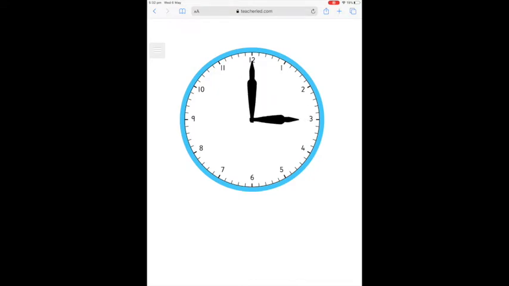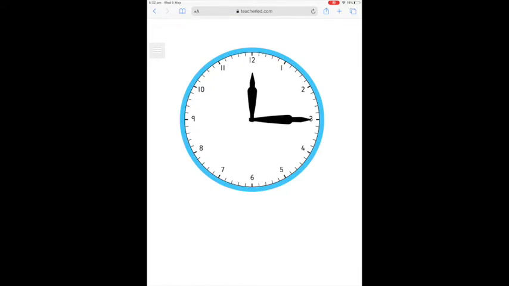When the big hand is pointing to the 3, it means that it is quarter past. That means that exactly 15 minutes has gone past. 15 minutes past the hour.